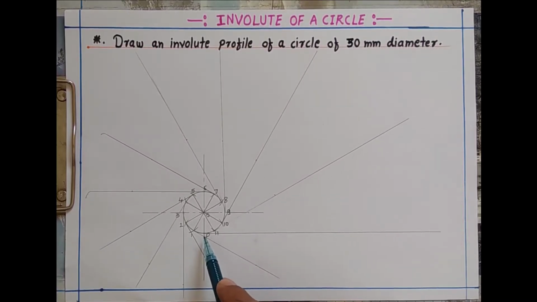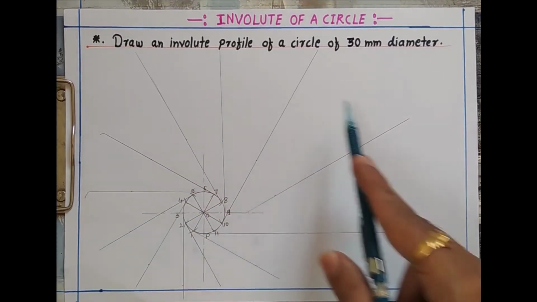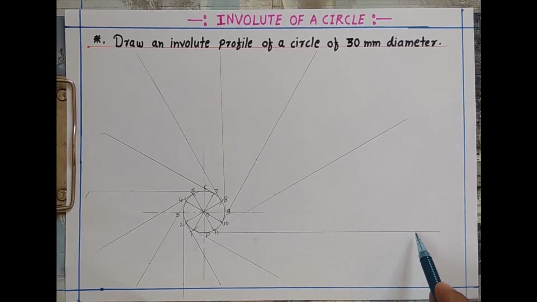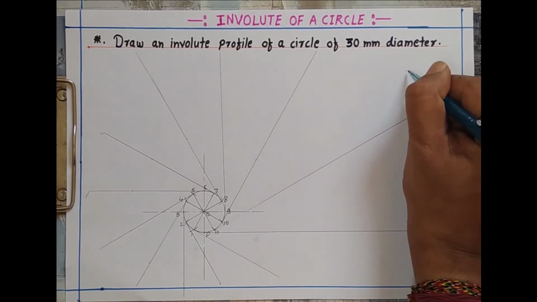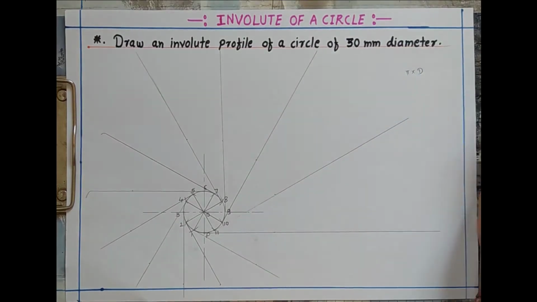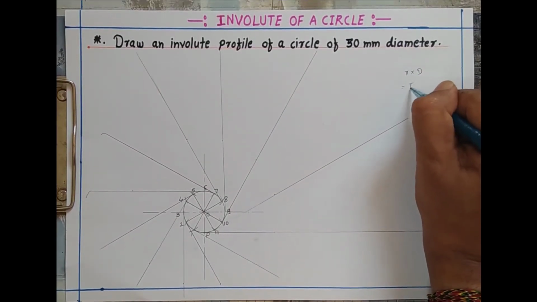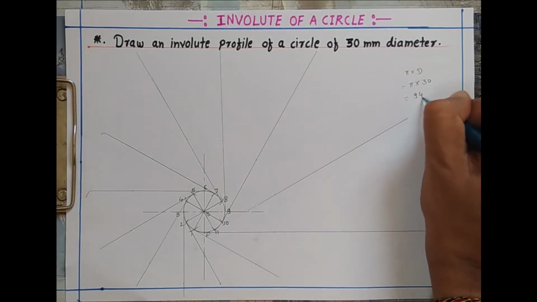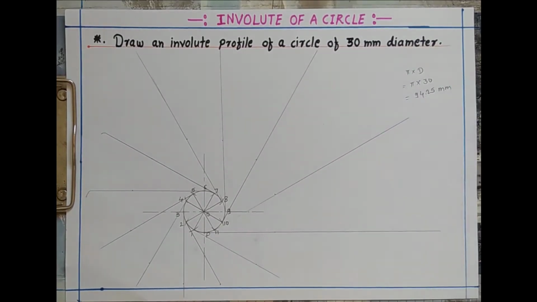Now we have to mark the distance equal to the perimeter, because when we unwind the thread, it lies on this horizontal line, and its distance is equal to the circumference of the respective circle, which is pi d. So pi into 30 gives us the circumference, which is 94.25 mm for this circle.